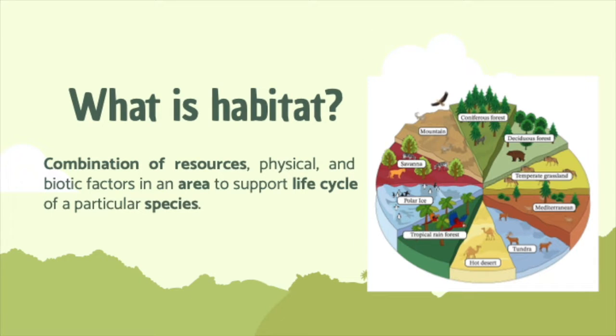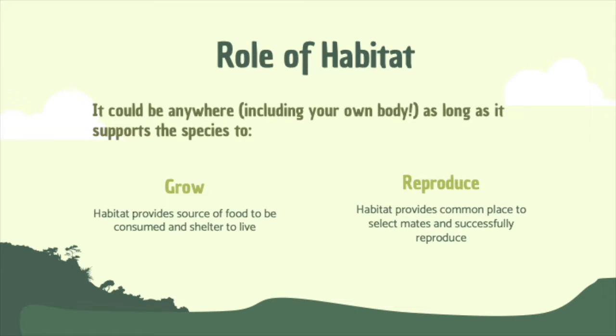First, what is habitat? Habitat is a combination of resources, physical and biotic factors in an area to support the life cycle of a particular species. As you can see in the right picture, there are polar ice, savanna, mountain, hot desert, tundra, Mediterranean, etc. So where can you find habitat? It could be anywhere, including your own body, as long as it supports the species to grow and reproduce.